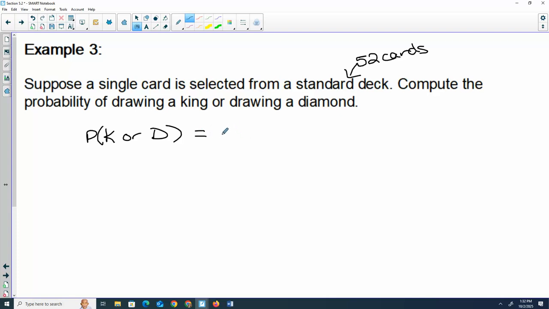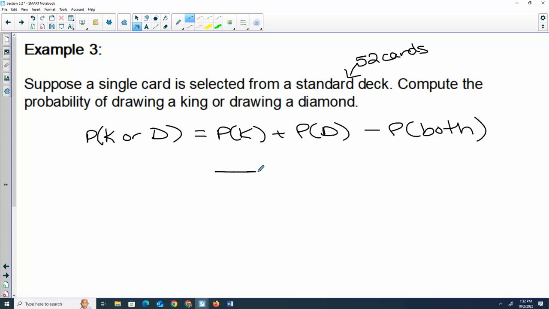So if I'm looking at my formula sheet, the probability of E or F tells me it's the probability of the first plus the probability of the second minus the probability that it's both, because these groups are not mutually exclusive. What is the probability of drawing a king? 4 out of 52. Right, there are 4 kings out of the 52 cards.